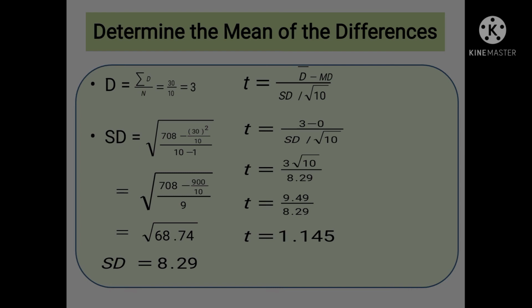The t-test is equal to the mean deviation minus the population mean, all over the sample standard deviation over the square root of 10, which equals 3 minus 0 over standard deviation over square root of 10, is equal to 3 square root of 10 over 8.29. t is equal to 9.49 over 8.29. t is equal to 1.145. Next slide.